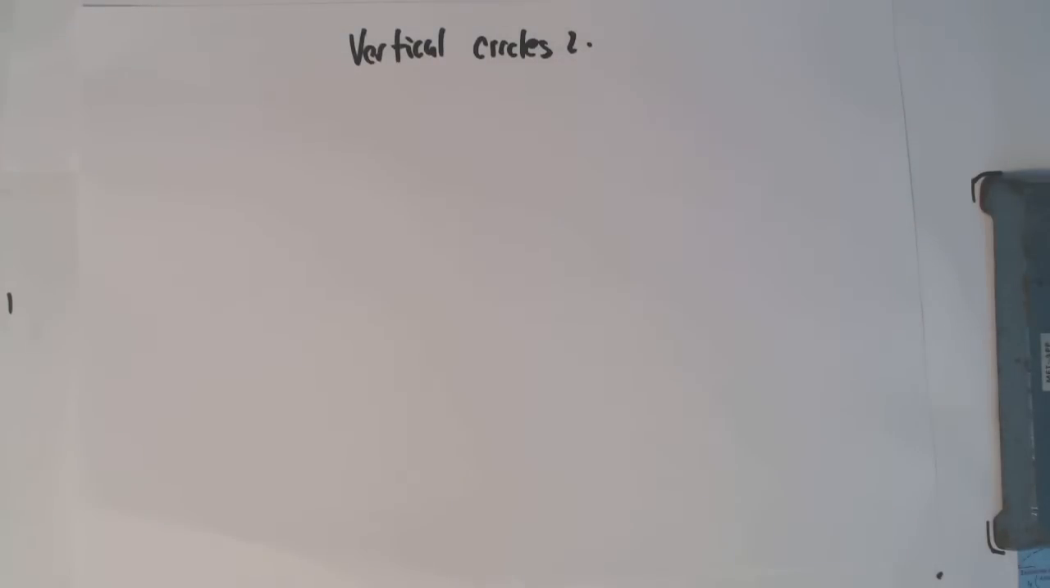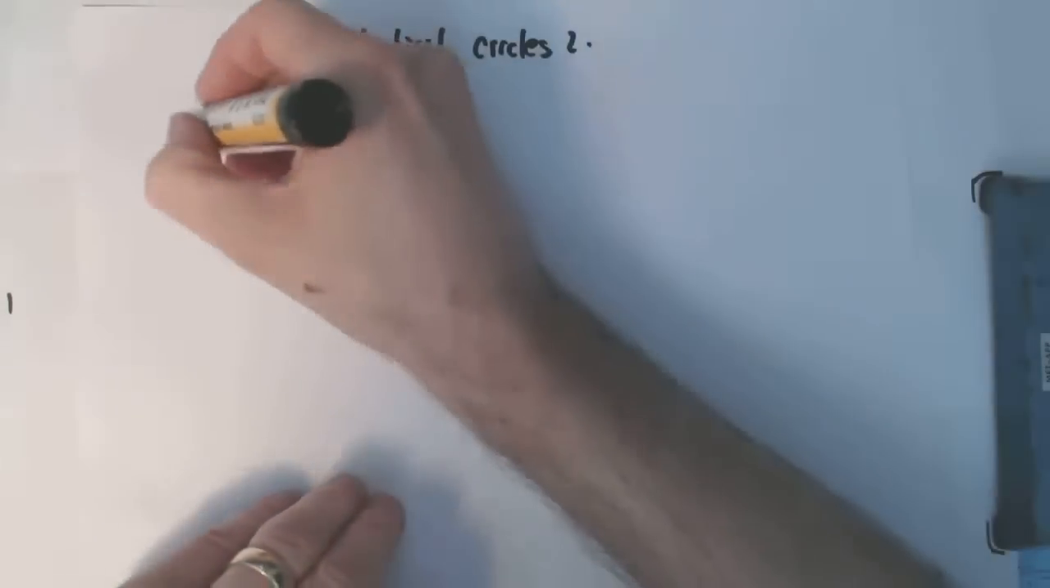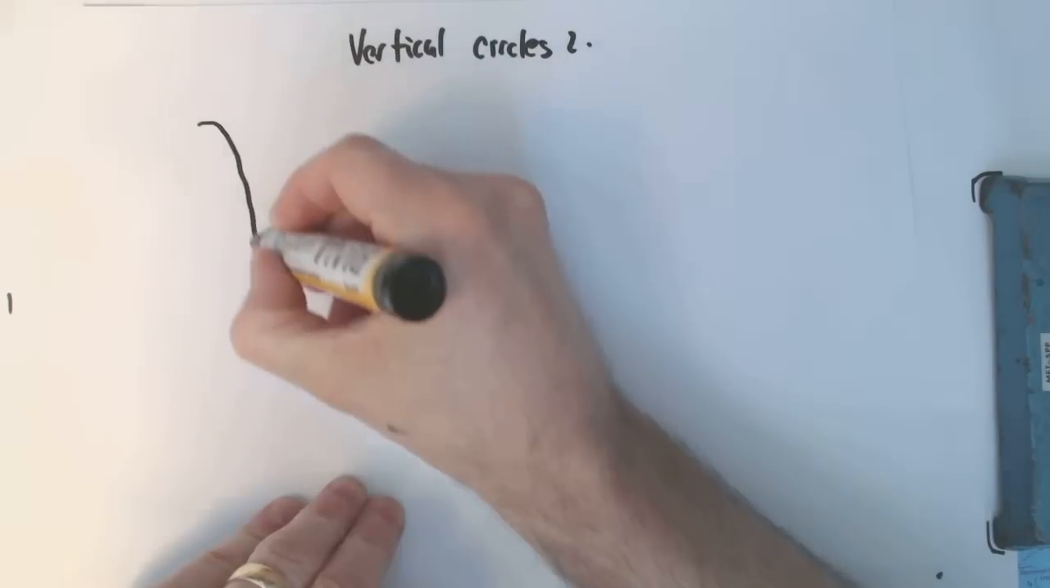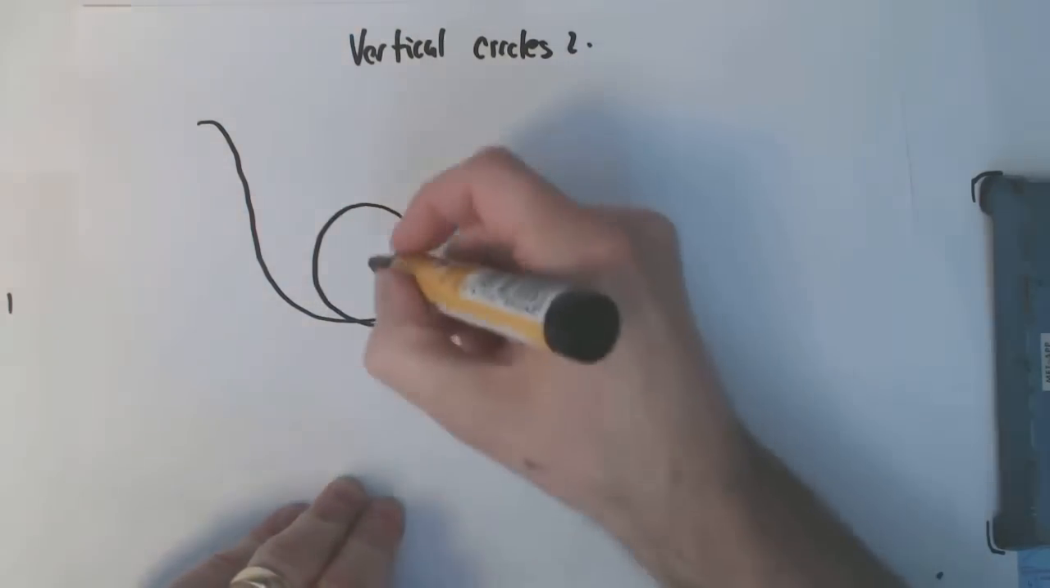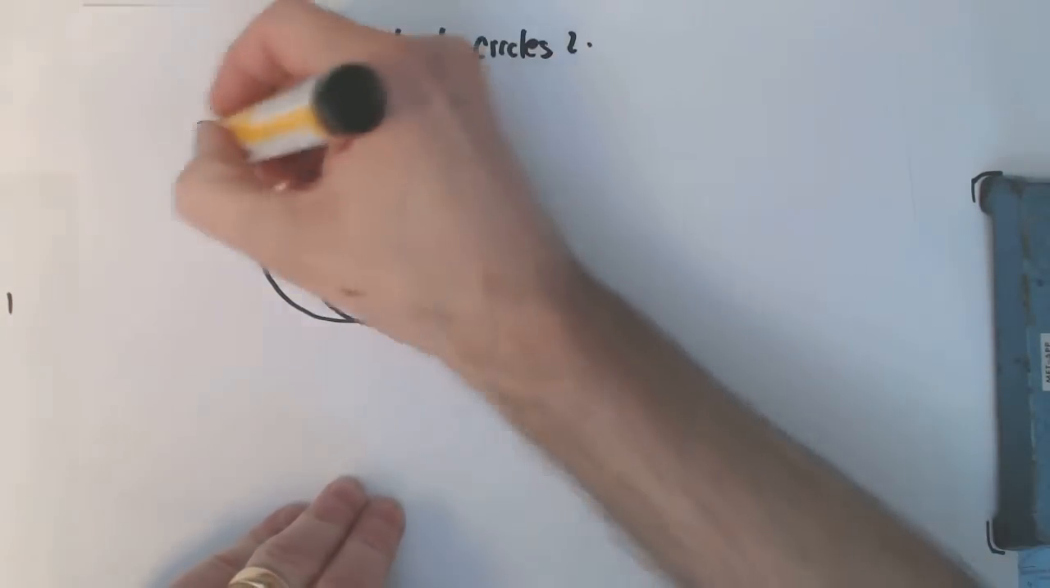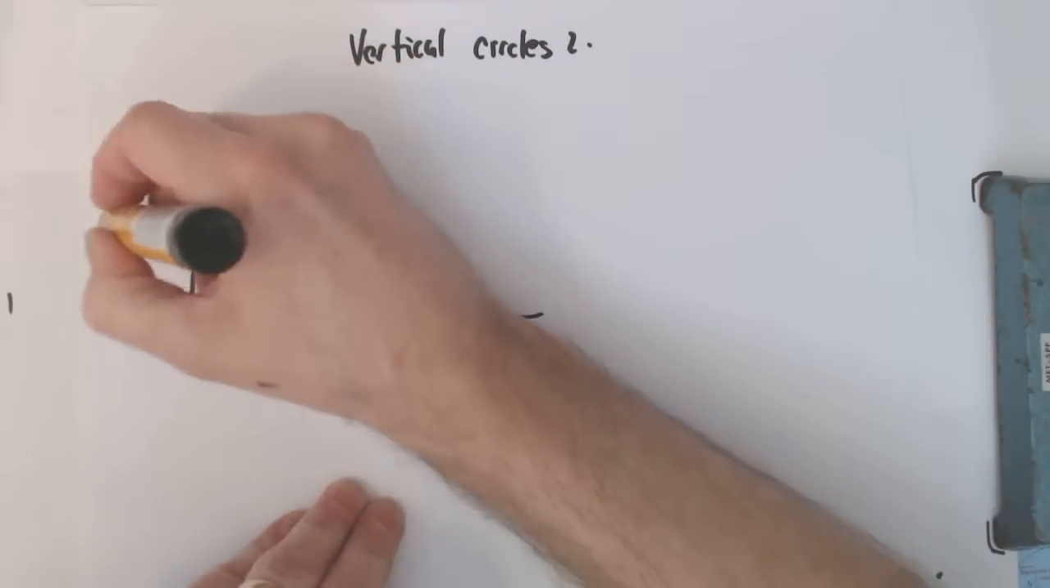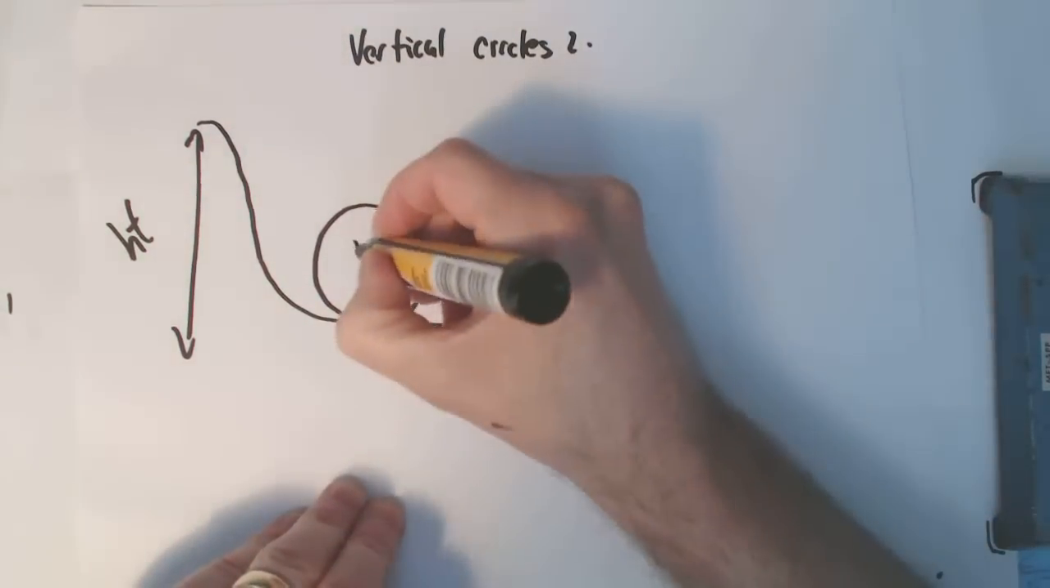Alright, hopefully you've watched the first little one on vertical circles 1, vertical circles 2. Same situation, I just felt that we should split it up a little bit. We've got something going around in a circle like that. We've got the radius there, right? We've got a height here. We'll call that height, we'll call that R.